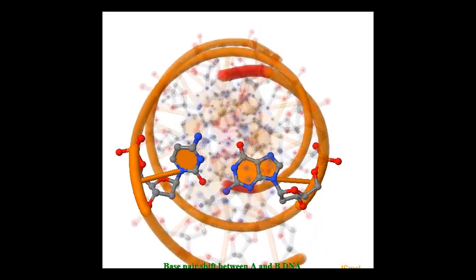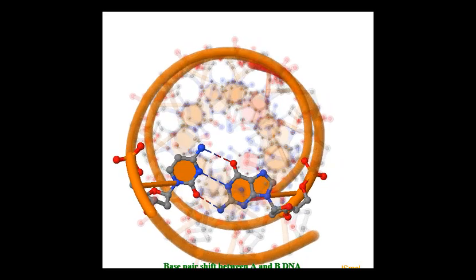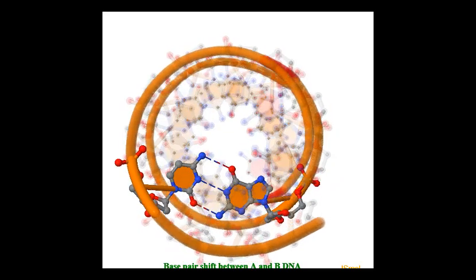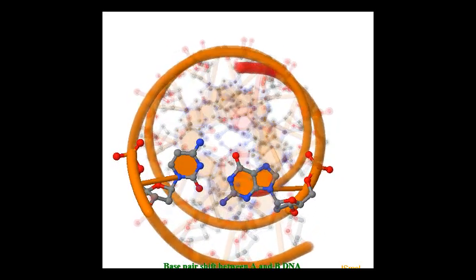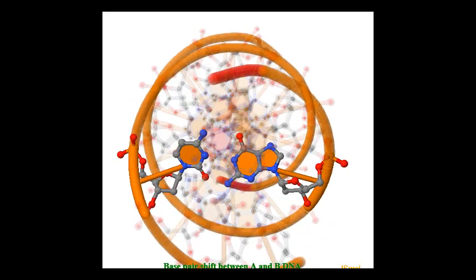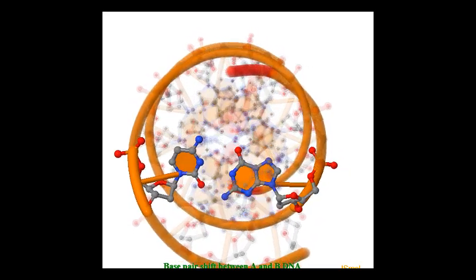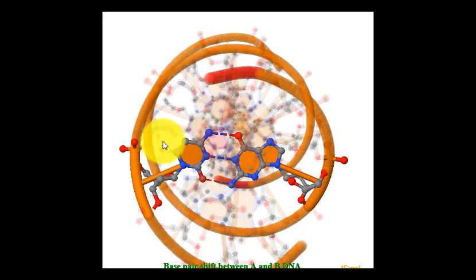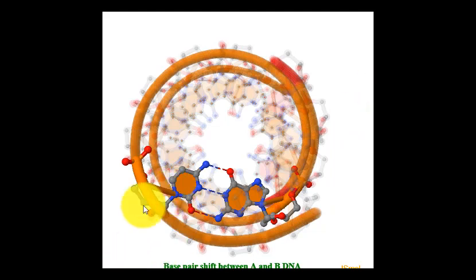Base is present at the center, and then major groove is wide and minor groove is narrow in B DNA. In A DNA, you will see major groove become narrow and minor groove becomes wide. So this is the difference between B DNA and A DNA when you see the DNA from the top.